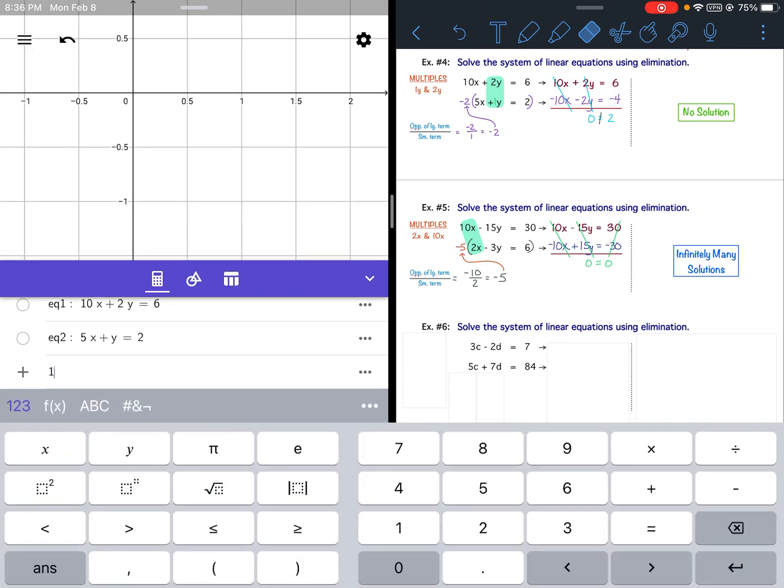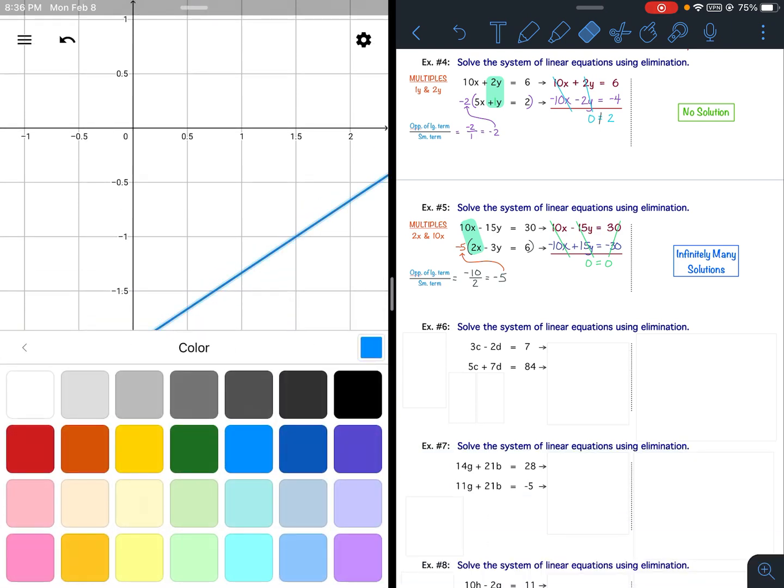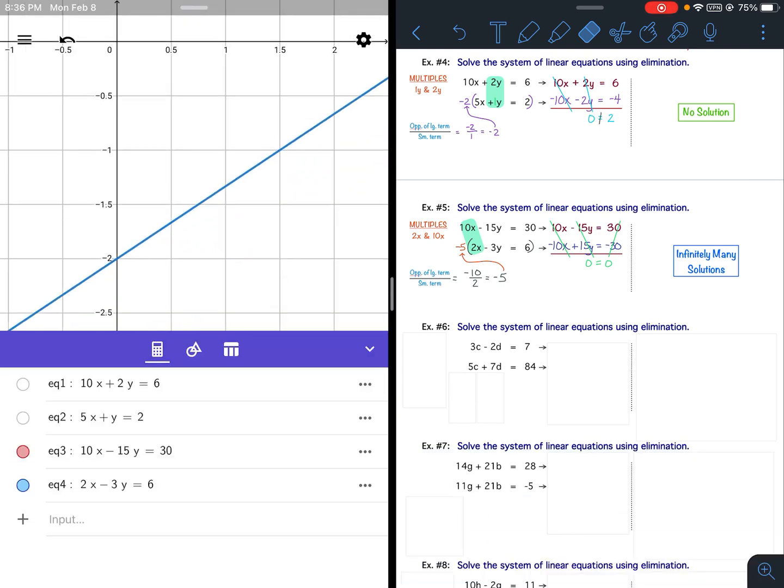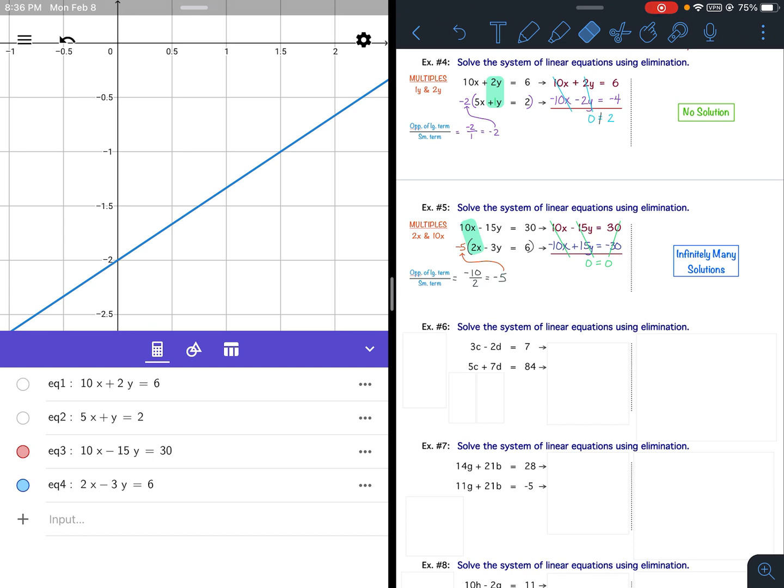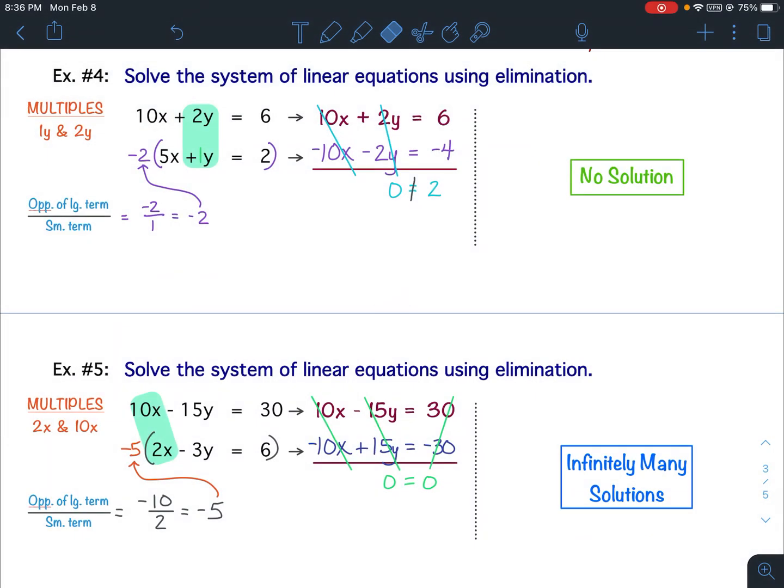Let's do example 5. So we've got 10x minus 15y equals 30. Then we've got 2x minus 3y equals 6. I'm going to change the color of that just to make it a little bit easier to see the difference. All right, so watch when I take off the bottom equation, put it back on. Notice how they are the same exact line, which means it's coincident lines. And coincident lines are infinitely many solutions. So we are correct for examples 4 and 5.